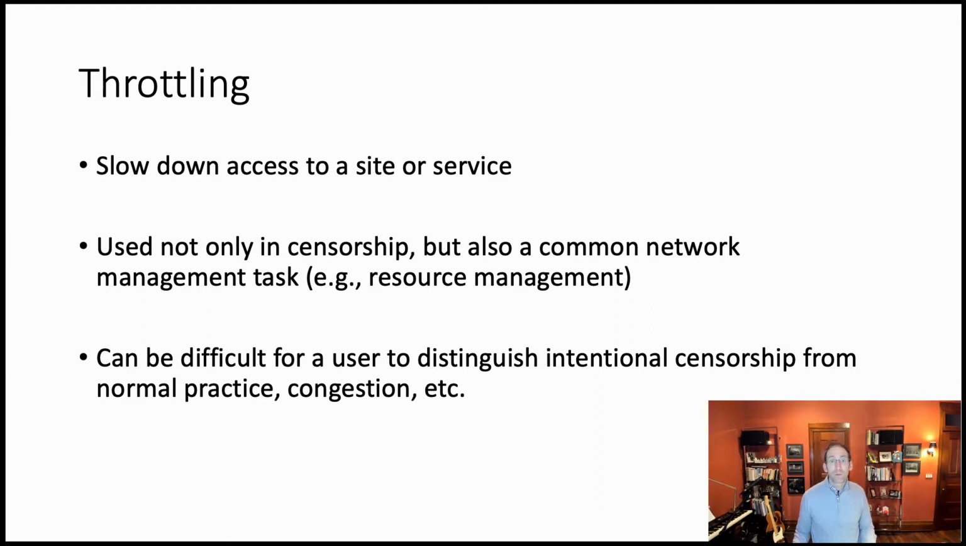Hence, it's often used to allocate resources across users for a shared resource and to prevent the adverse effects of network buffering on latency. Because throttling is a common practice, and also because network congestion often occurs, it can be difficult for a user to distinguish intentional censorship from normal practice, network congestion, and other effects that might naturally slow down the performance of the network.